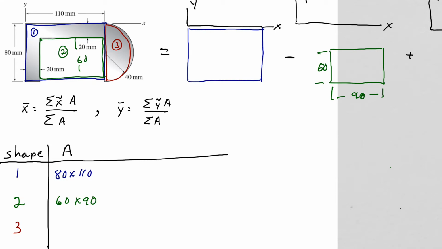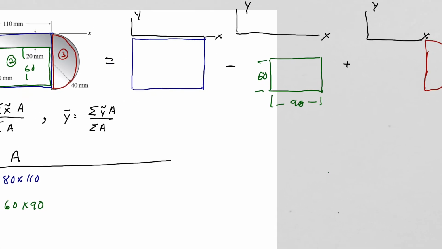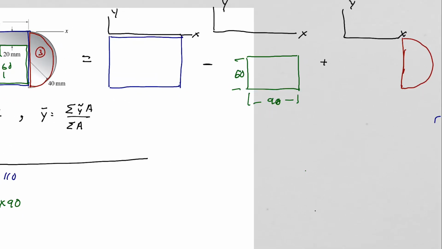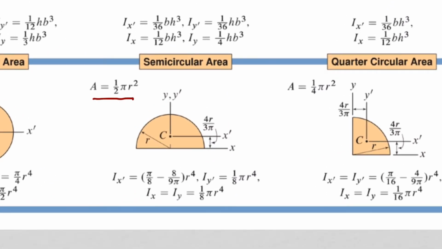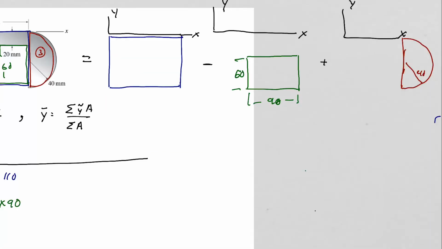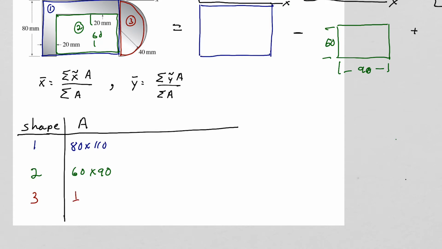And for shape 3, we see it has a radius essentially of 40 millimeters. And if you forget the area of a circle, we can look back at our table. Here on our table, you will see that the area is 1/2 pi r squared. So again, 1/2 pi times 40 millimeters squared. And let's calculate each of these.